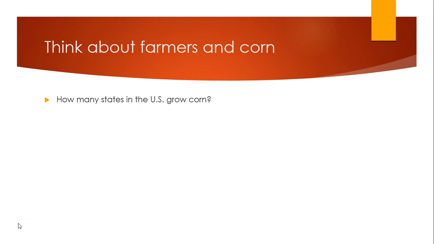Are you in the teens? Are you in the single digits? 20, 30? It's actually all but 2, Hawaii and Alaska. Obviously, Hawaii is an island that's volcanic, and Alaska is too cold. Every other state grows corn to some extent.